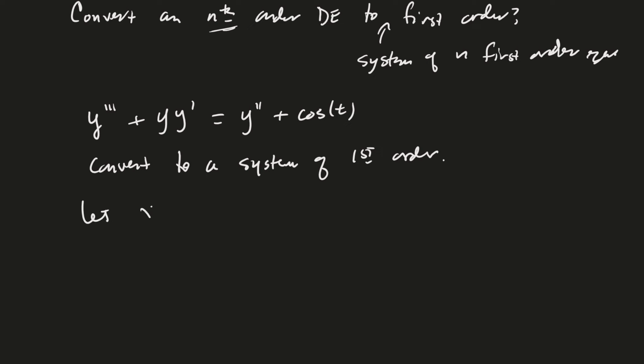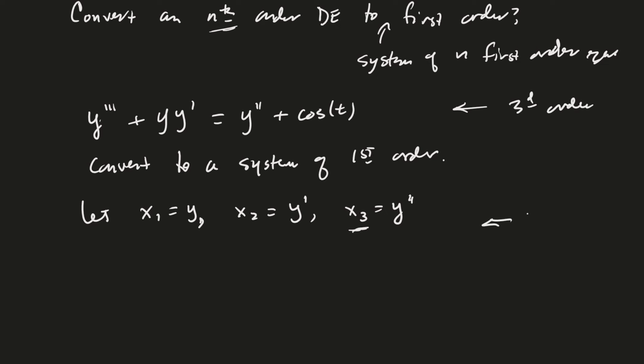So we're going to let x1 be equal to y, x2 be equal to y prime, and then x3 is going to be y double prime. And so you're always going to have the number of variables equal to the order of your original equation. So this is third order, and so here I have three variables that I'm introducing. Okay, and so x1 is the zeroth derivative. That's why this ends with the second derivative instead of the third.